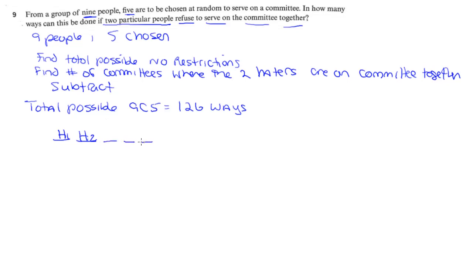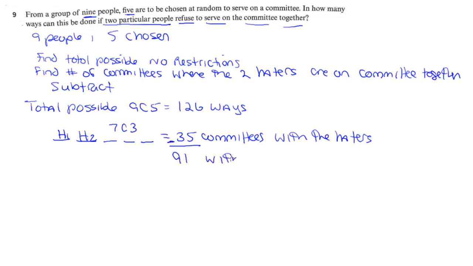Now the thing is that there needs to be 5 on the committee, and we've used up 2 of our people, so now we've got 7, and we're going to choose 3 of them, which is going to give us 35 committees with the haters on them. Now all I'm going to do is subtract 126 minus 35, and we're going to find out that 91 committees will not have those haters together. All right, let's go on to the next one.